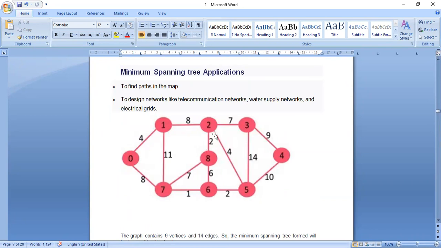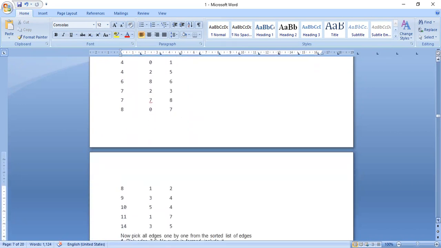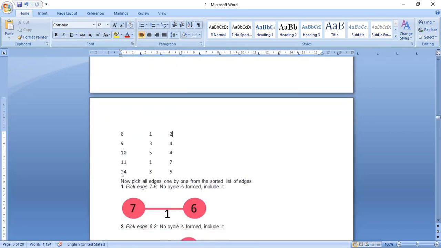No. Is there any edge with weight 13? No. Is there any edge with weight 14? Yes. Only one edge is there, that is 3 to 5. Now I will add that 3 to 5 to the list. So you can see the list.